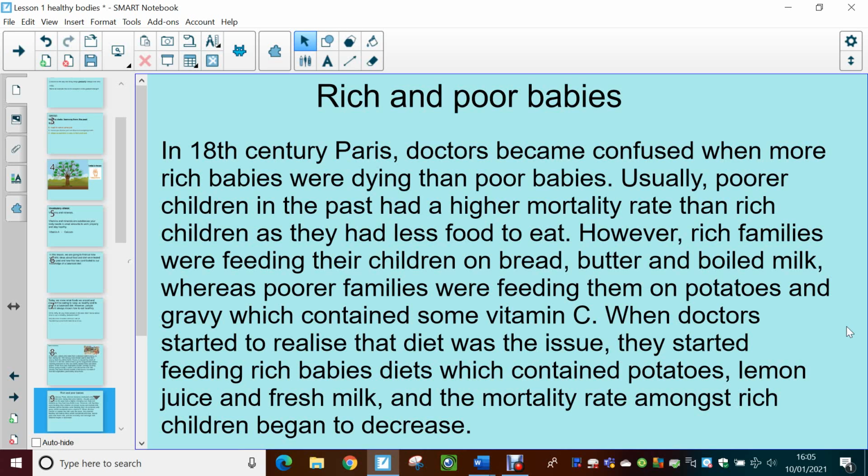So if we look at what rich children were eating, bread, butter, boiled milk, very high in carbohydrates and fats, very low in lots of minerals and vitamins. They do contain some vitamins and minerals, but not as much as what you would find in other foods.